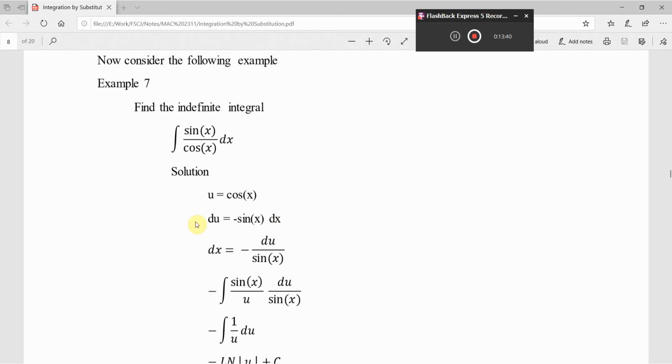Solving this equation for dx, that gives me dx is equal to negative du over the sine of x. Alright, doing my substitution. So where cosine of x is located, I'm going to replace that with a u. And where the dx is located, I'm going to replace that with a negative du over sine of x. So this is going to give me my negative sign. I decided to put that outside my integral. I've got sine x over u times du over sine of x.